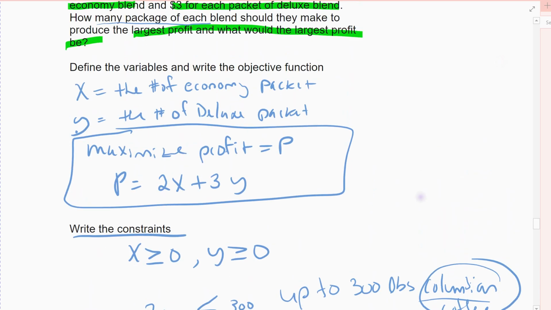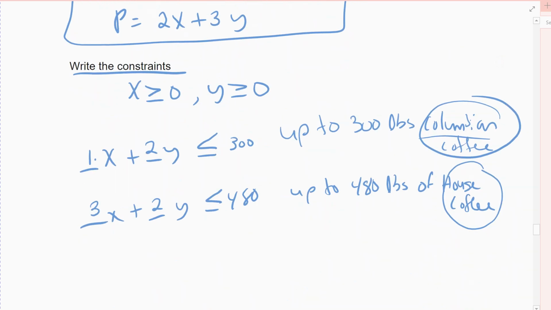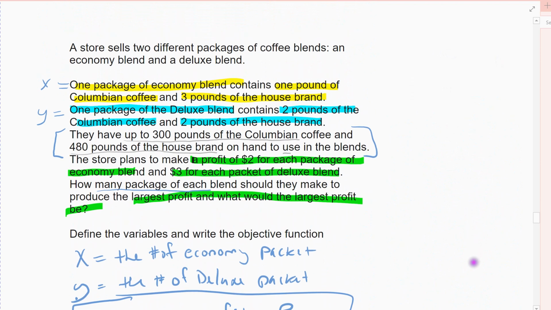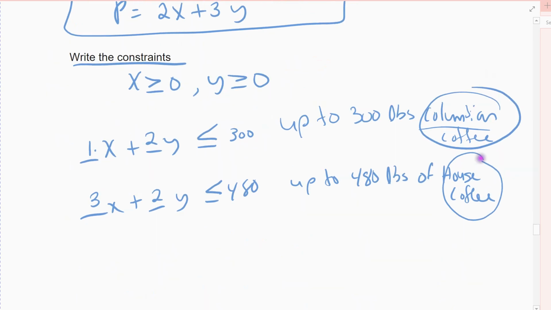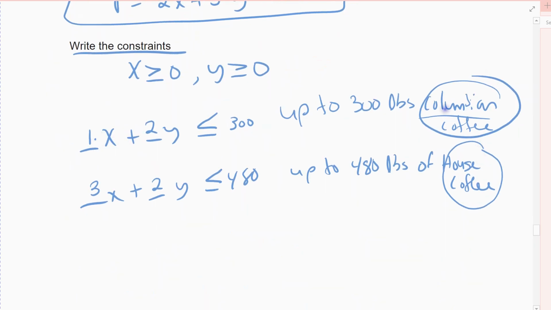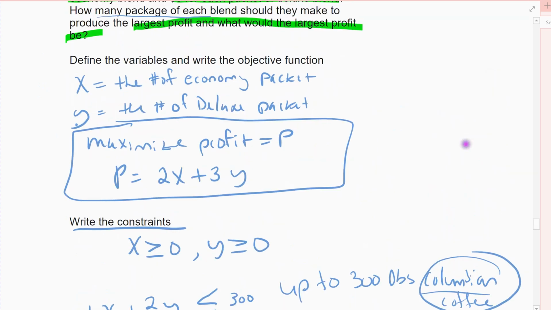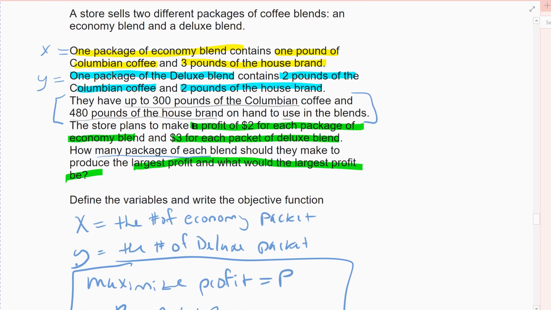Alright, and then the check that I've done it right is the X represents the economy. And so my economy, the first line, should represent 1 and 3. And it does, 1 and 3. Colombian, house. Right? 1, 3. The 1 goes with the Colombian, the 3 goes with the house. The deluxe should have 2, 2. And each of those should go with each one. 2 for the Colombian, 2 for the house.